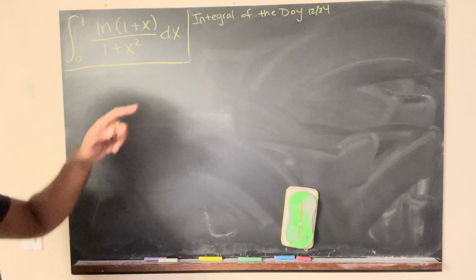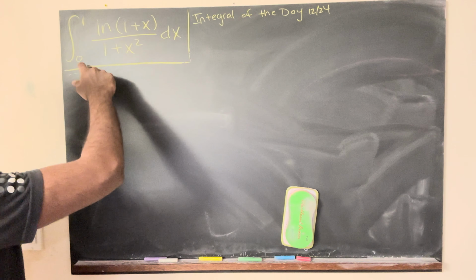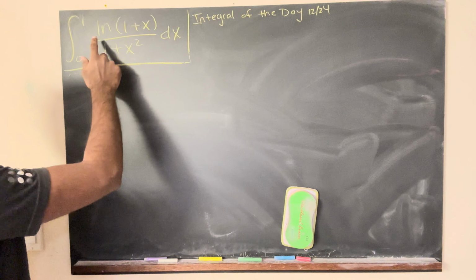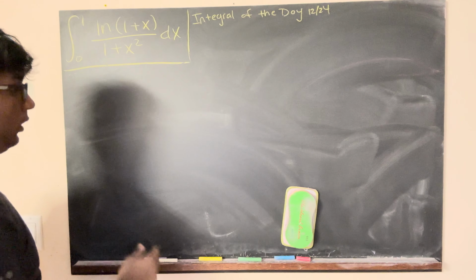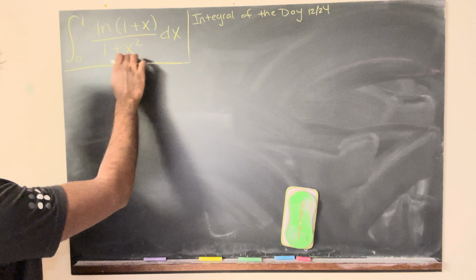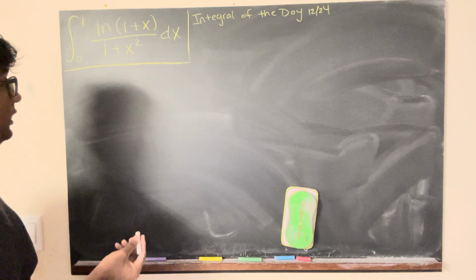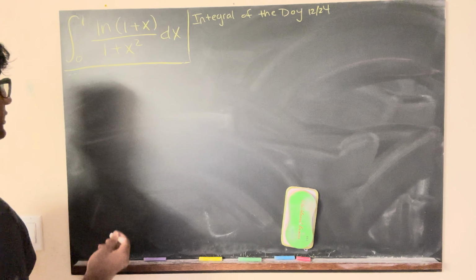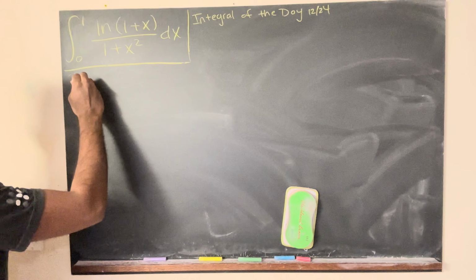Today's integral of the day, December 24th, is the integral from 0 to 1 of ln of 1 plus x all over 1 plus x squared. So the first thing that we notice is that there's a 1 plus x squared term, and that immediately tells us to use tangent for u substitution.